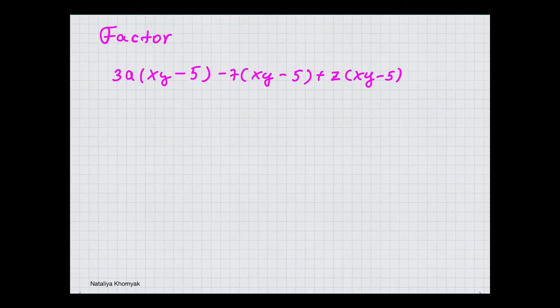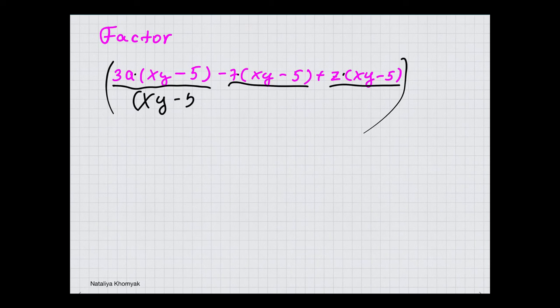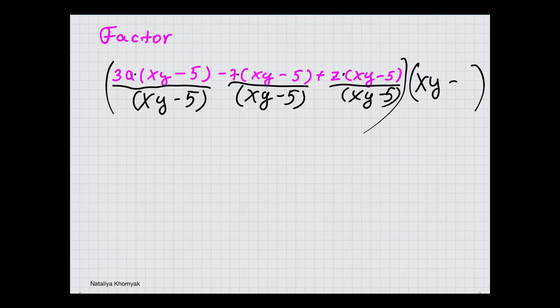Okay, so similar problem, except now we have three terms. We have this, this, and this. Each of them have same kind of parentheses. So we have xy minus 5, xy minus 5, xy minus 5, and whatever goes into denominators goes on the outside. So we have xy minus 5.